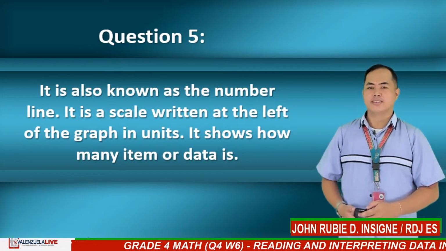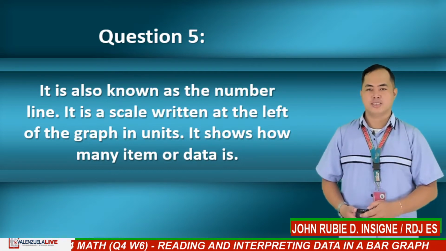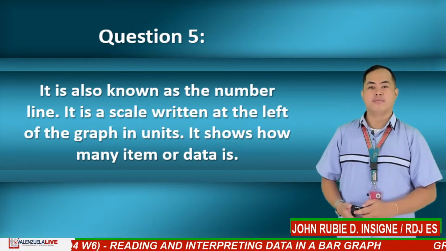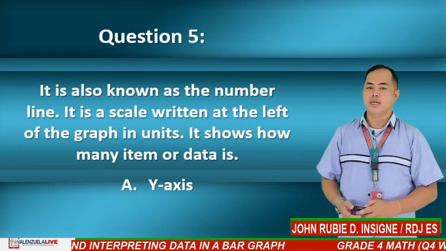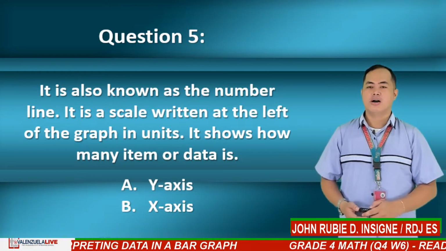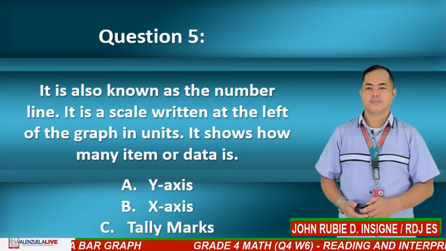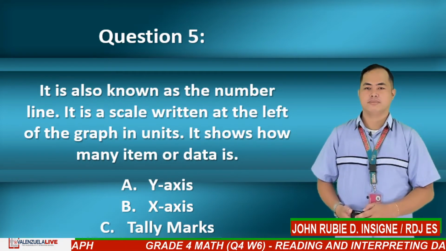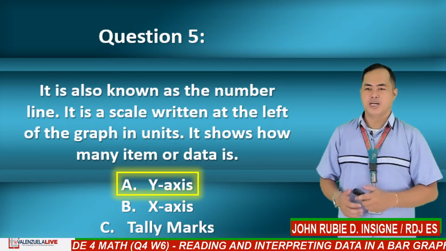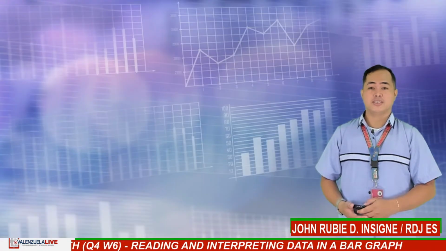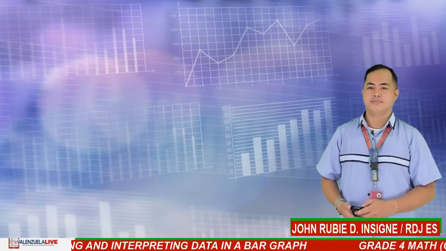It is also known as the number line. It is a scale written at the left of the graph in units. It shows how many item or data is. A, y-axis, B, x-axis, or letter C, tally marks. The correct answer is letter A. Great job! Did you get all the correct answer? If yes, you are now ready for our next lesson and activities.